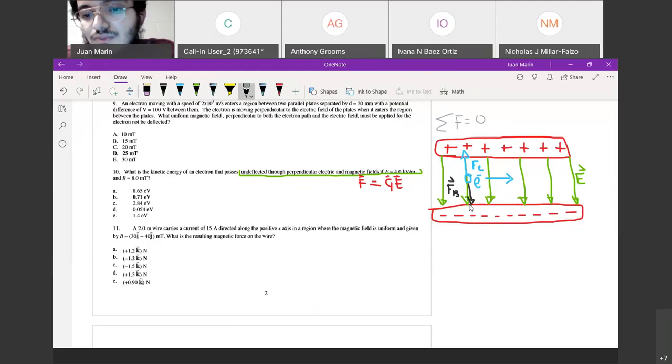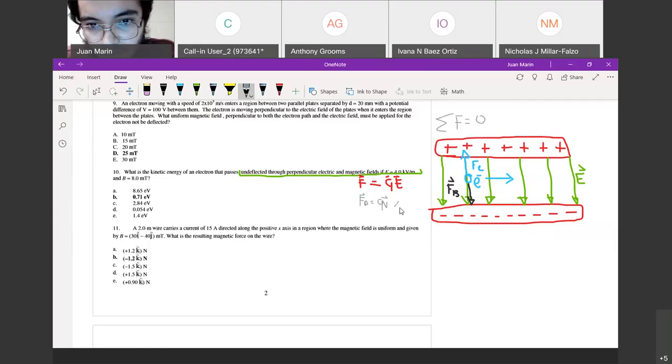So in order for that to happen, the sum of the forces has to be equal to zero. Right. And we know that if we have a parallel plate capacitor, the force goes, this is an electron, right? So it gets attracted to positive charges. So electric force goes up, and to have an equal and opposite force, the magnetic force has to go down. So why must the field go in which direction, out or into the page?